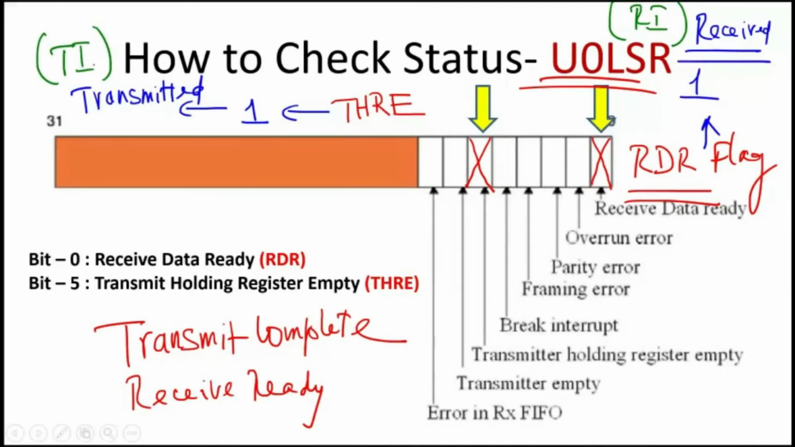These are the two flags that I am interested in. One is sitting in the very first LSB, which is the receive data register flag. The other is available in the fifth bit. Bit number 5 and bit number 0. These two flags we use for checking the status.